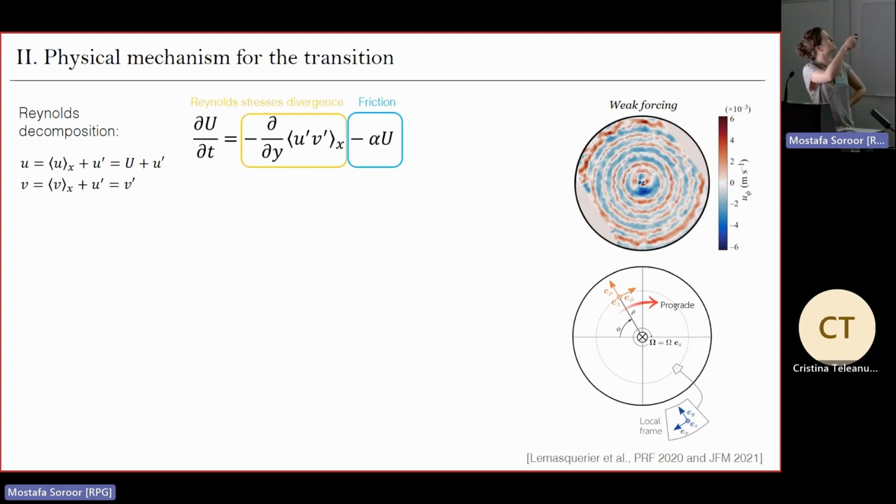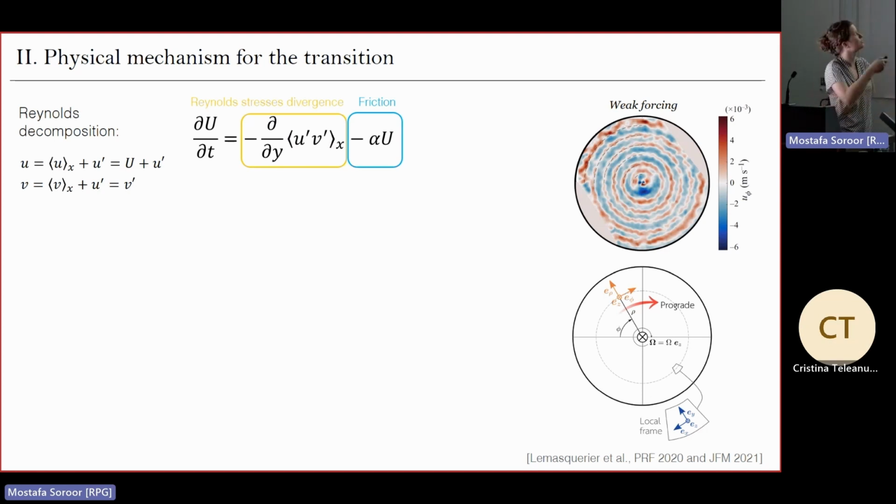And then you get in that very simple framework that the zonal flow U is dissipated in our modeling by some linear friction, which basically represents the Ekman pumping at the bottom of the tank, the friction at the bottom of the tank. And the only source term for the zonal flow is the so-called Reynolds stresses divergence. Okay, so U prime V prime are the Reynolds stresses, U prime V prime averaged zonally, and the whole term minus d by dy of U prime V prime is the Reynolds stresses divergence.